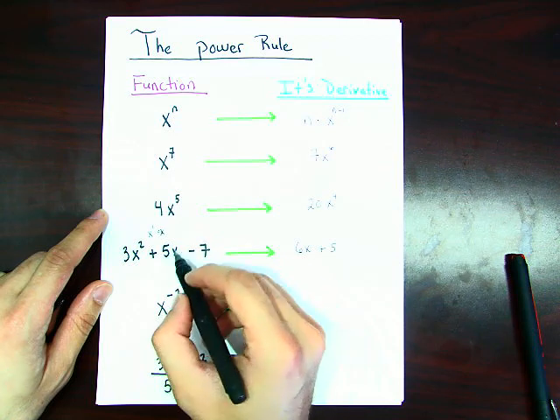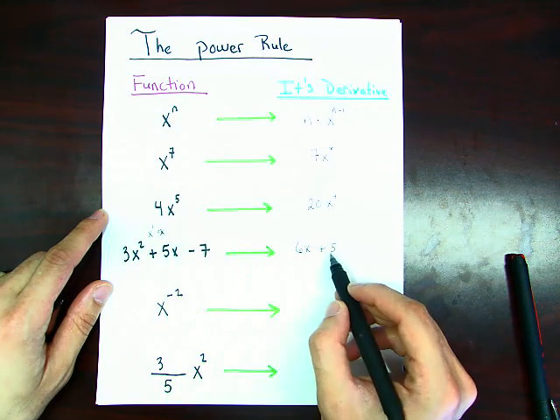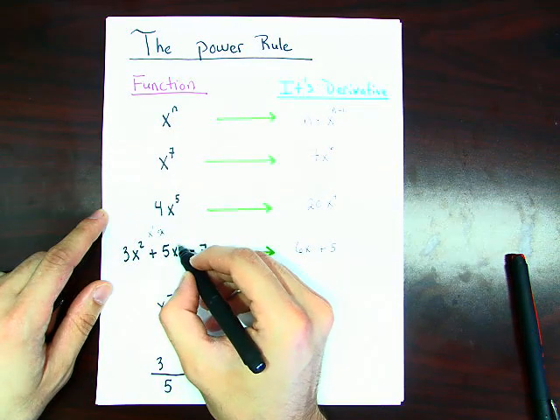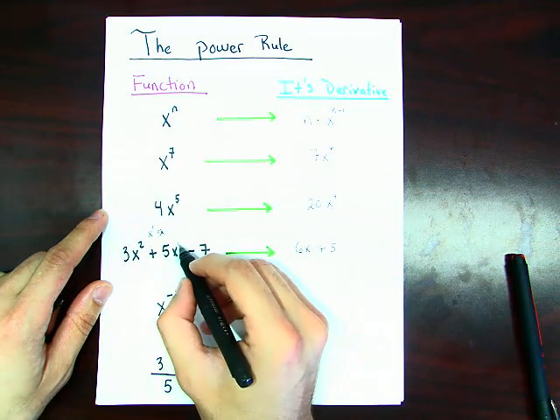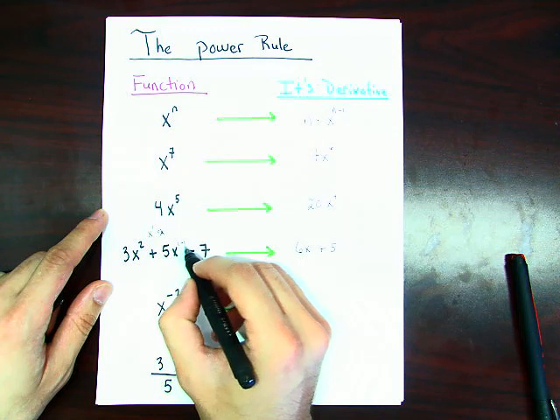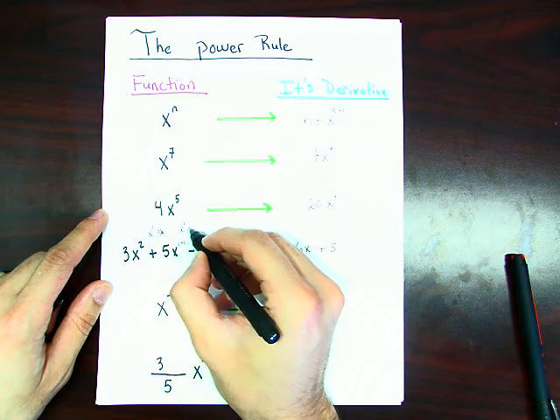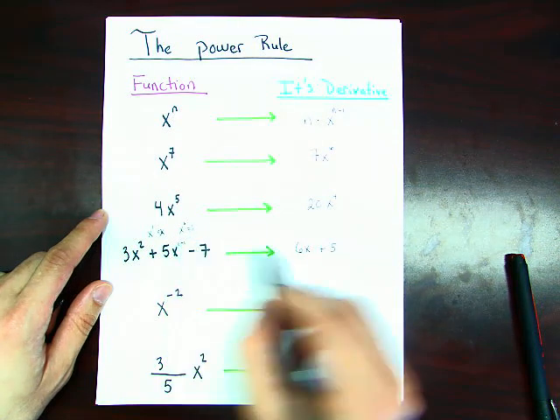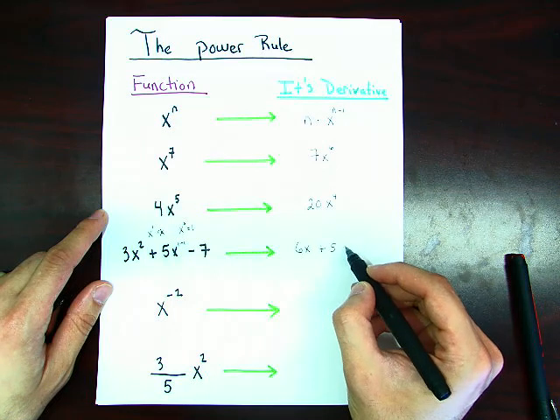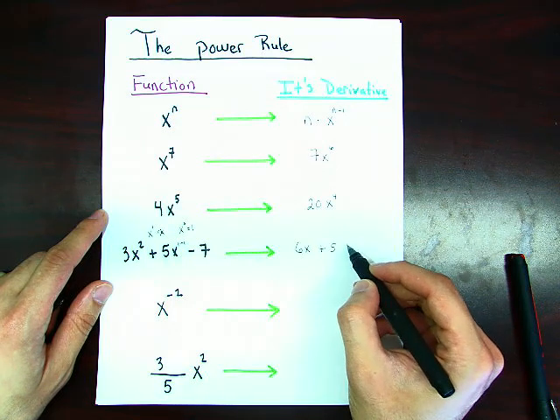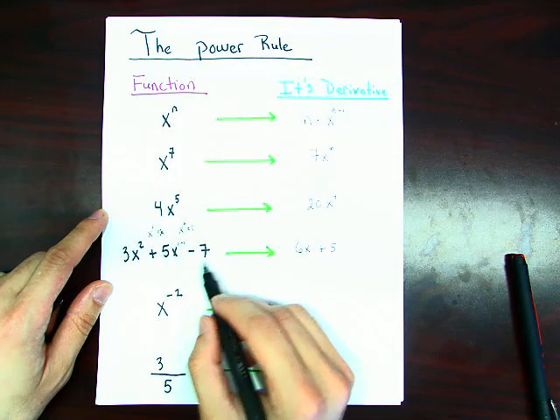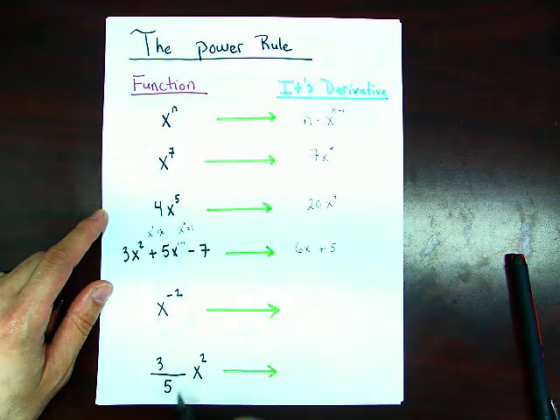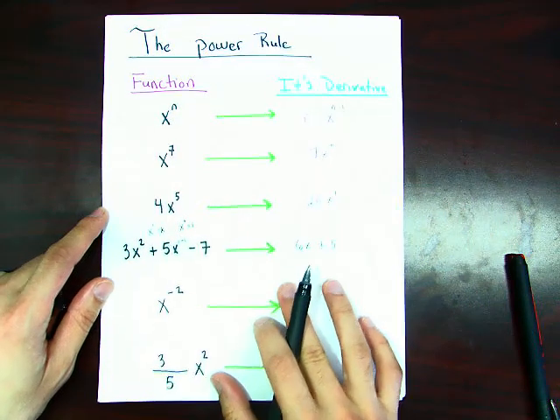Here, the derivative of 5x is just 5, because there's a 1 here, so you're doing 1 times 5 is 5, and remember, you're doing 1 minus 1. So what's 1 minus 1? You get x to the 0, and x to the 0 is 1. So there is an x to the 0 here. It's invisible, but it just becomes 1. And the derivative of any constant is 0. So this negative 7, you just get rid of it.